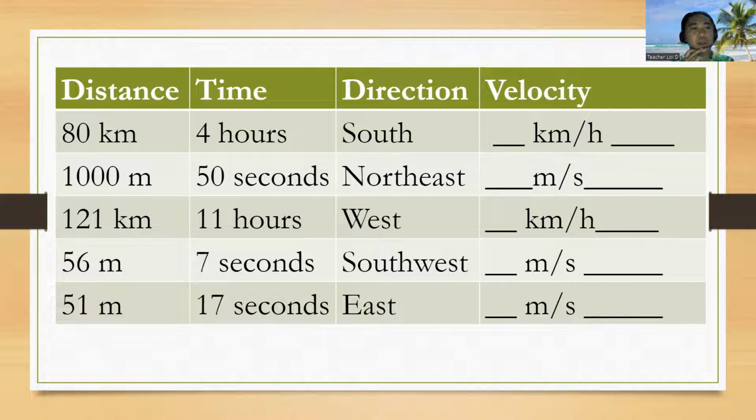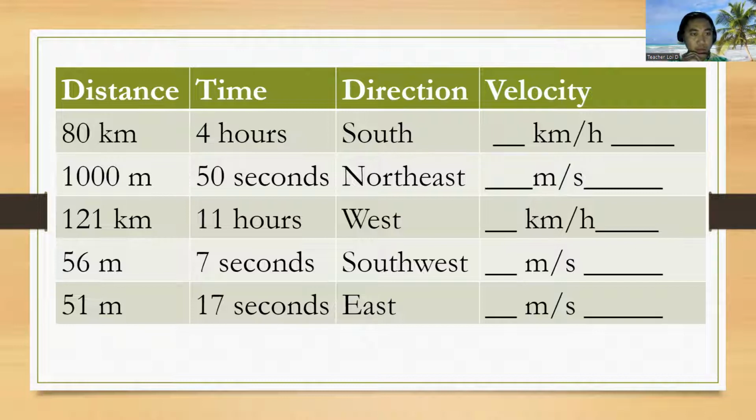Okay, meron ditong 1,000 meters in time is 50 seconds going to northeast. So 1,000 divided by 50 is 20 meter per second northeast. Next is 121 kilometer and 11 hours. Papuntang west. So 121 divided by 11 is equal to 11 kilometer per hour west.